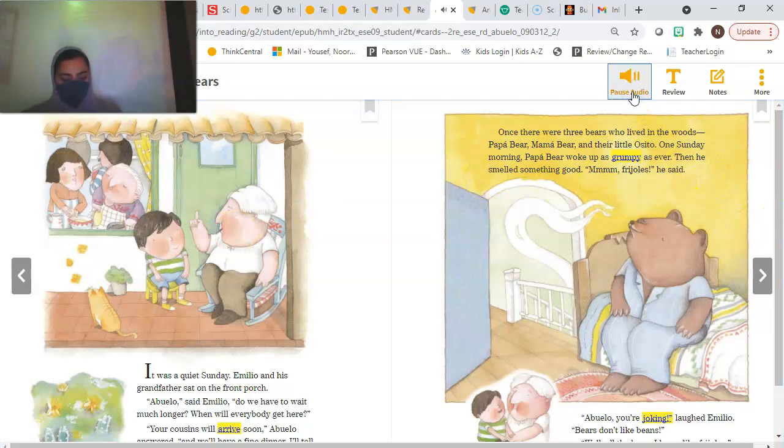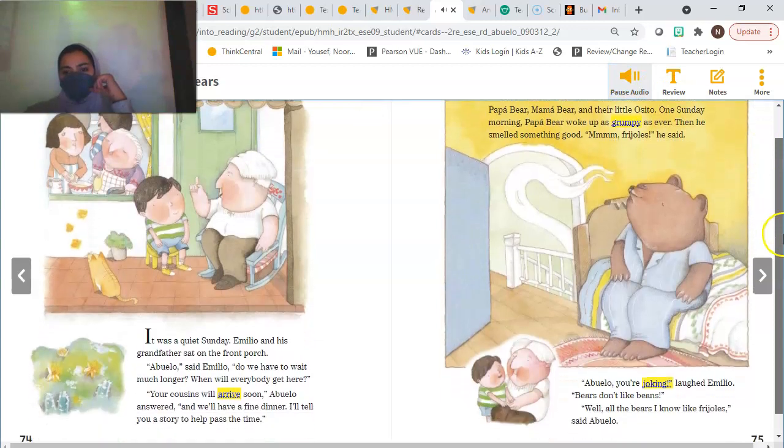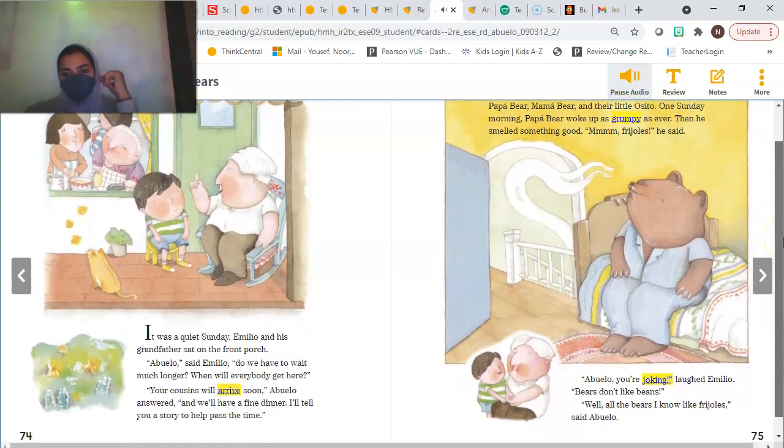Yes. There were three bears who lived in the woods. Papa Bear, Mama Bear, and their little Osito. One Sunday morning, Papa Bear woke up as grumpy as ever. Then he smelled something good. Frijoles, he said. Abuelo, you're joking, laughed Emilio. Bears don't like beans. Well, all the bears I know like frijoles, said Abuelo.